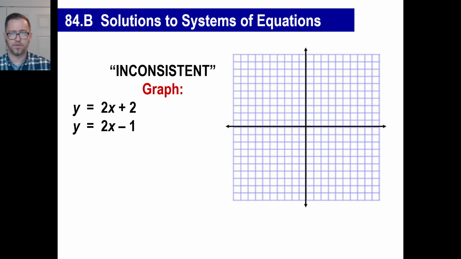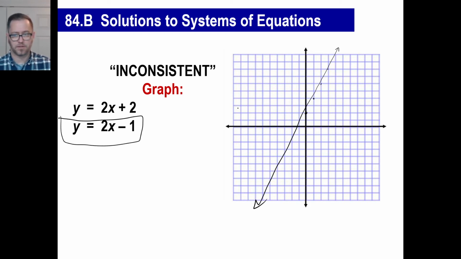Now let's go ahead and graph the top one first. y equals 2x plus 2. Well, I got 2 here. My slope is 2 over 1. There we go. Okay, looks like that. I think I missed every single one of those dots. Anyway. The second one is going to be y equals 2x minus 1.